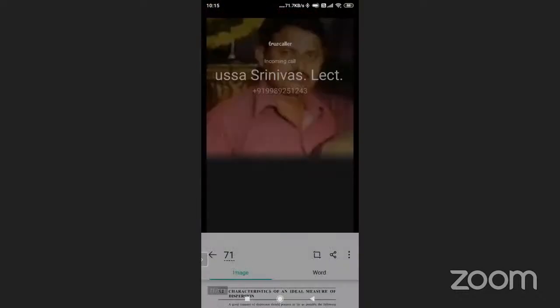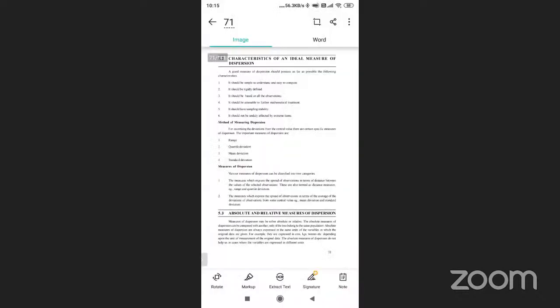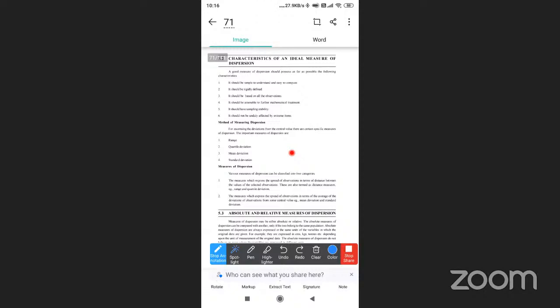So the measures which express the spread of observations in terms of average. In that, there are absolute measures and relative measures of dispersion. So what are the absolute measures of dispersion? What are the relative measures of dispersion?